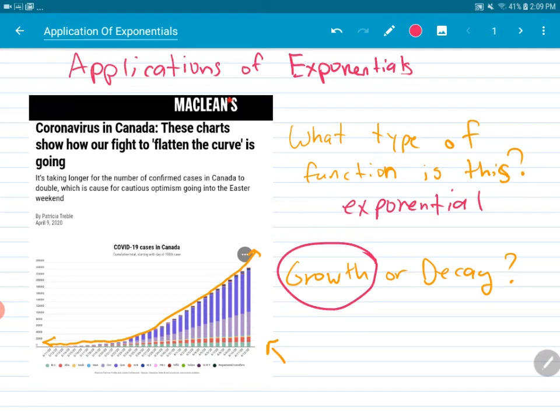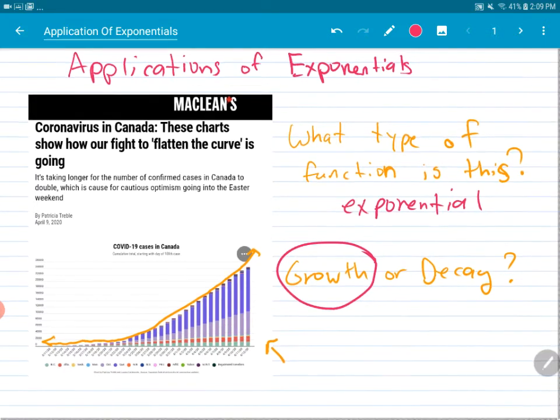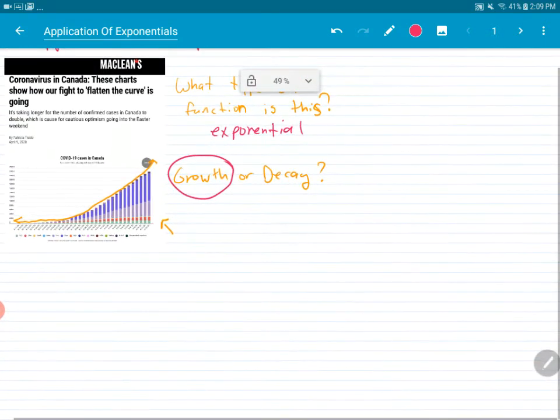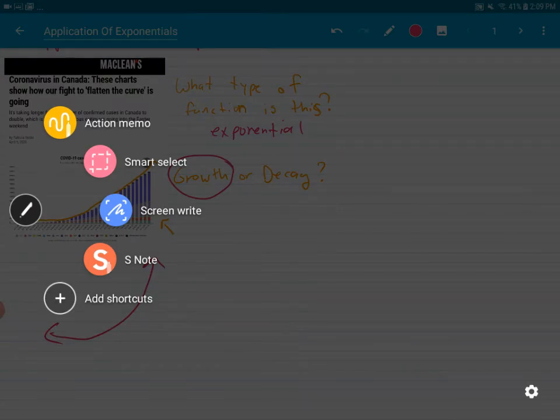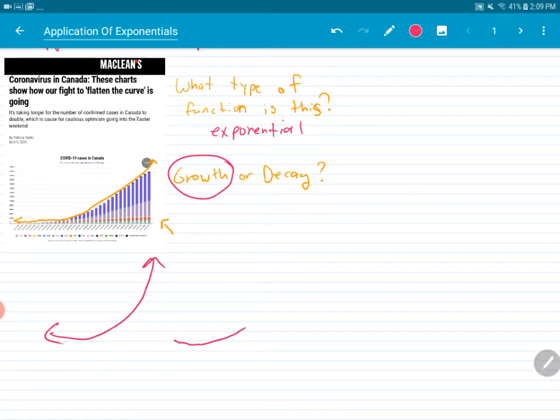And it's not that we are trying to make it decay, I guess, but the question is, how do we flatten the curve? What does that mean to flatten the curve? This exponential function is going like this, and it's getting bigger every single day. We want to make it so that it starts to not grow anymore, right?